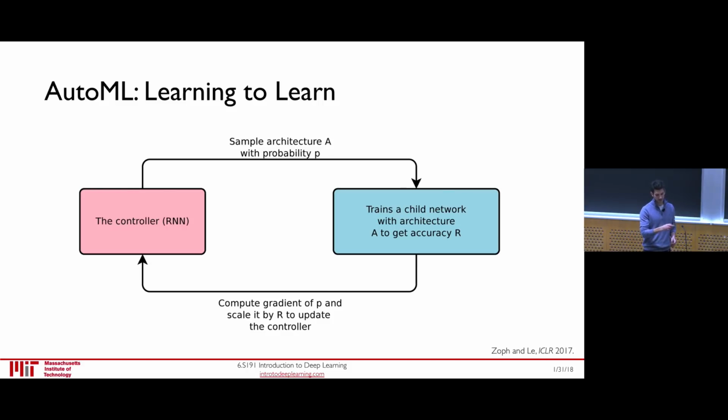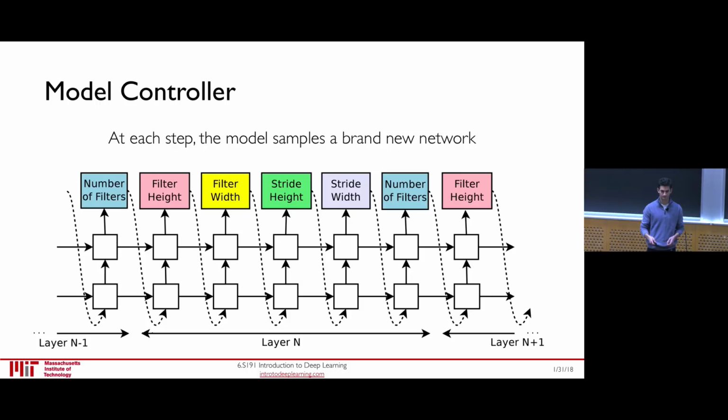So that network is passed on to the second piece. And in that piece, we actually use that network that was generated by the RNN to train a model. Depending on how well that model did, we can provide feedback to the RNN such that it can produce an even better model on the next time step. So let's go into this piece by piece.